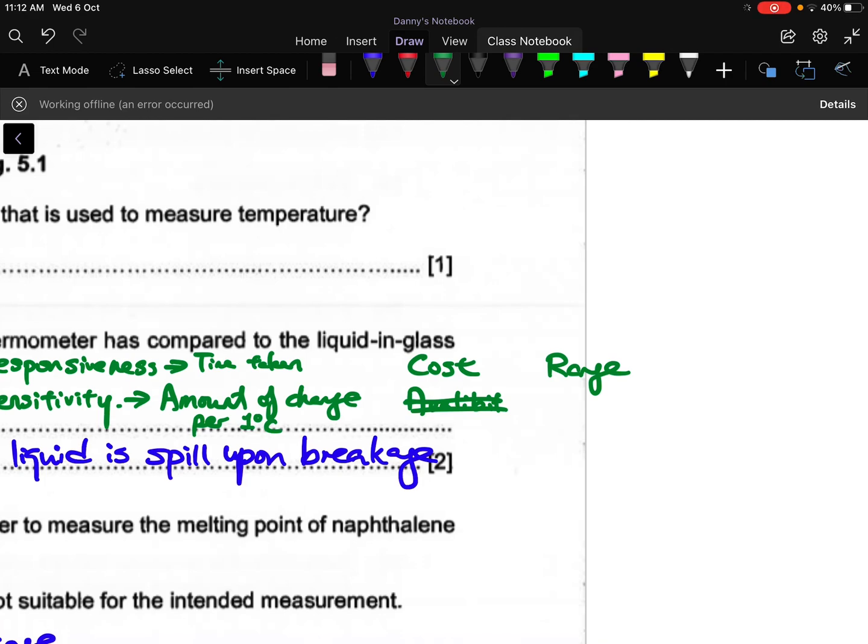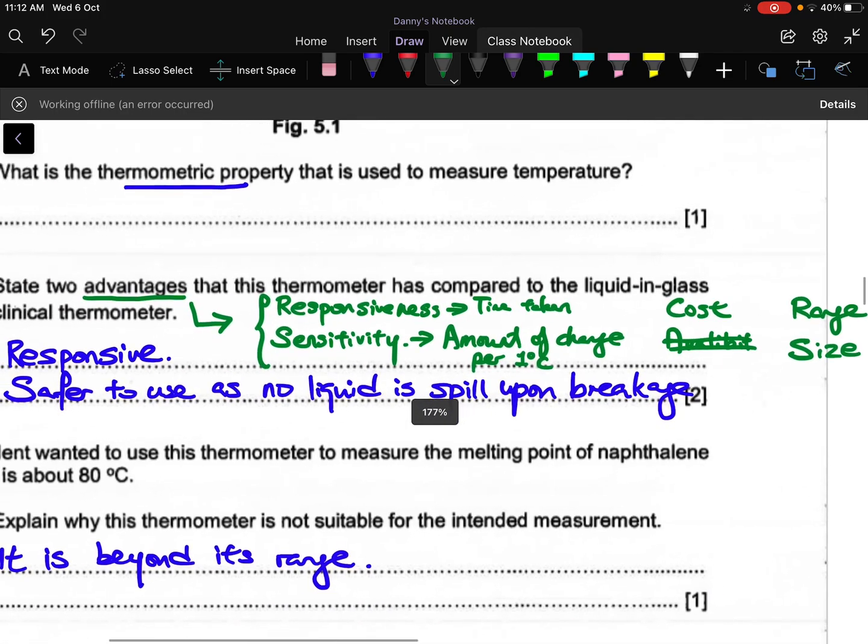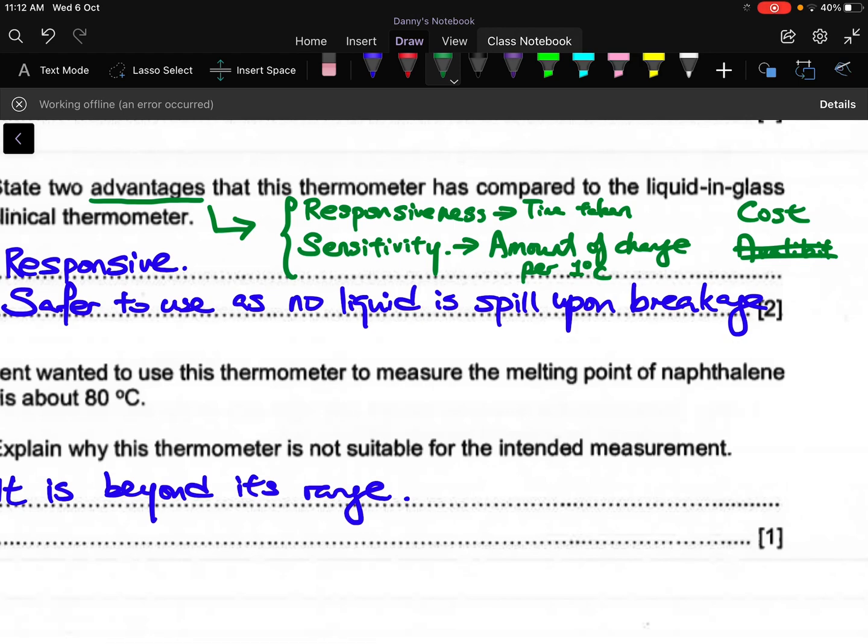So responsiveness, sensitivity, cost, range, availability, size. Size is also important for thermometer because you need to insert that thermometer into the sample. So if you have a big thermometer, then you cannot measure temperature of a small area, a small object. What else? You can also comment on the safety. So safety is kind of new. So down here I give you an example of how to comment on safety. For liquid in glass thermometer, if you break it, then there will be spillage, and if it is a mercury thermometer, it will be toxic.